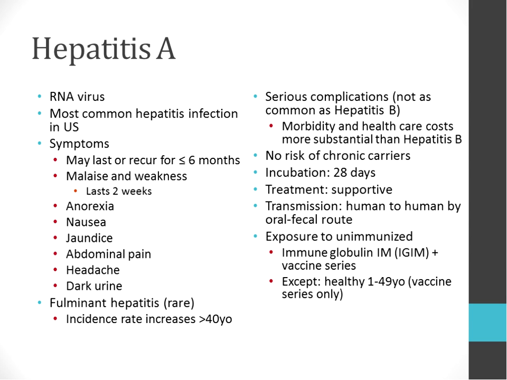Hepatitis A is the most common hepatitis infection in the U.S. It's typically characterized by malaise, weakness, anorexia, and jaundice. Exposure is typically human to human by the fecal-oral route. For exposure in unimmunized patients, they would need to get IgIM plus the vaccine series, unless they are healthy 1 to 49-year-olds, in which case they would only get the vaccine series. I would know what to do if a patient is exposed to hepatitis A and has not been immunized.